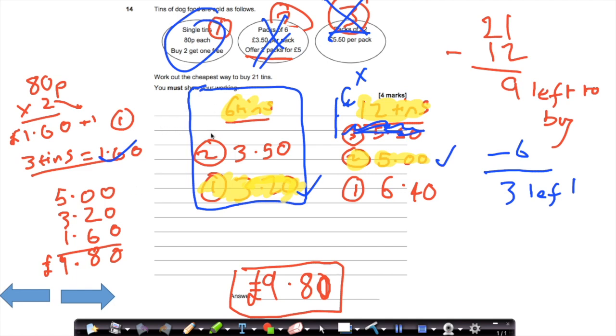1 mark was for comparing 2 of the 3 offers. The second mark was comparing all 3 of them. The third mark was for just working out any way of buying 12 tins. And the fourth mark was for the correct combination, which was the cheapest way of buying 12 tins, the cheapest way of buying 6 tins, and then the cheapest way, or only way in this case, of buying 3 tins.